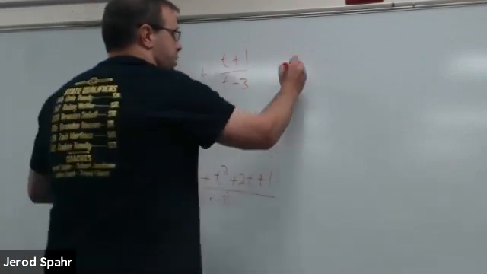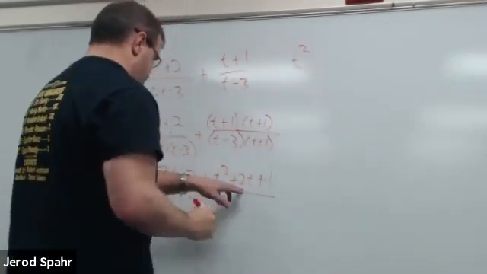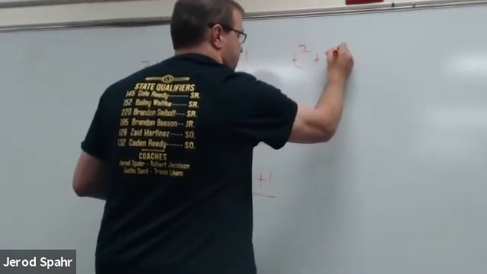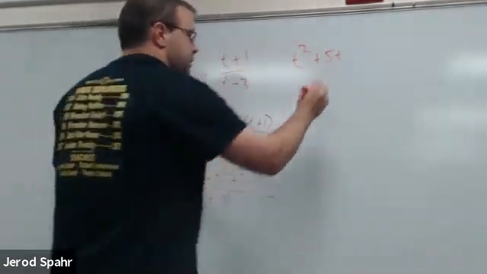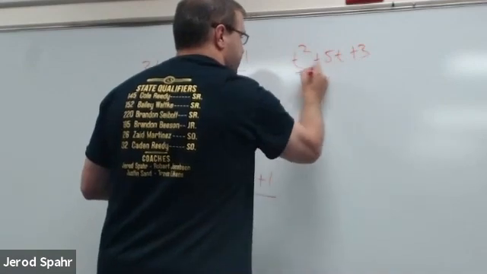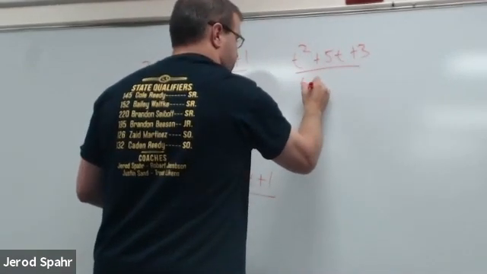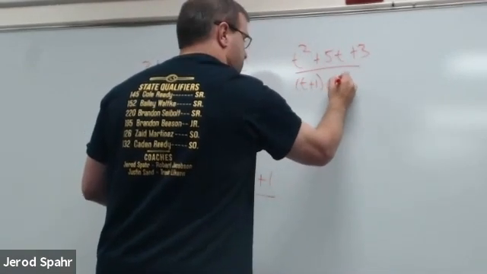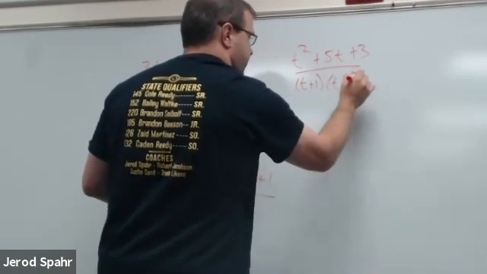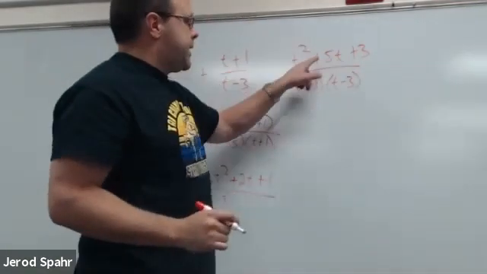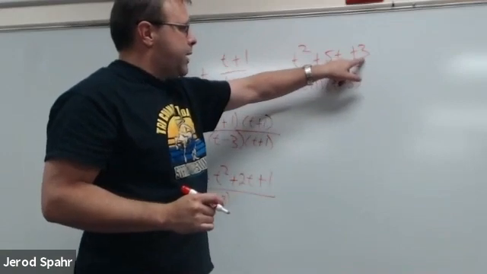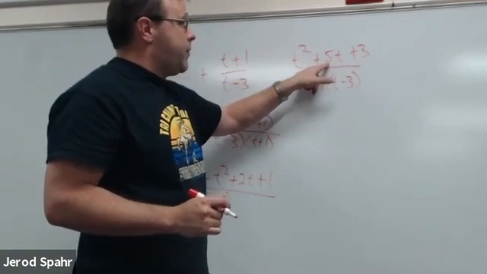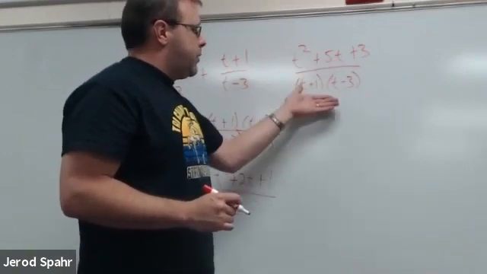So combining like terms, t squared, 5t plus 3 over t plus 1 and t minus 3. Tells me the signs are the same. Tells me they're both positive. Two numbers multiplied together to give me 3, and they add together to give me 5. They don't exist. So therefore, I am done.